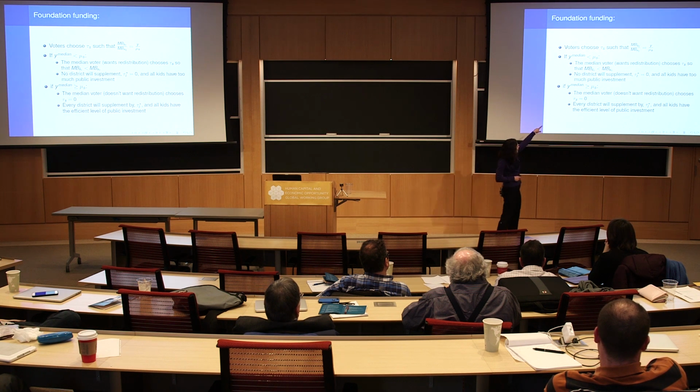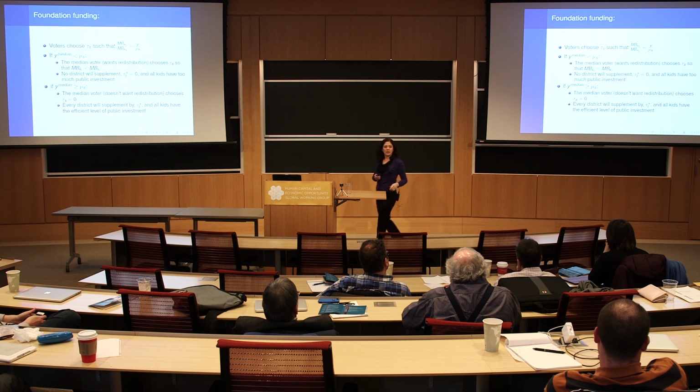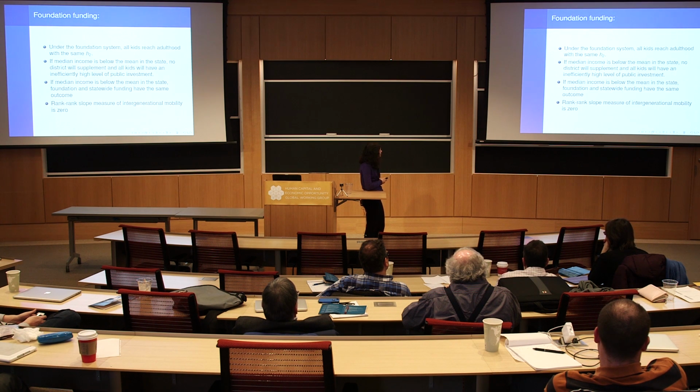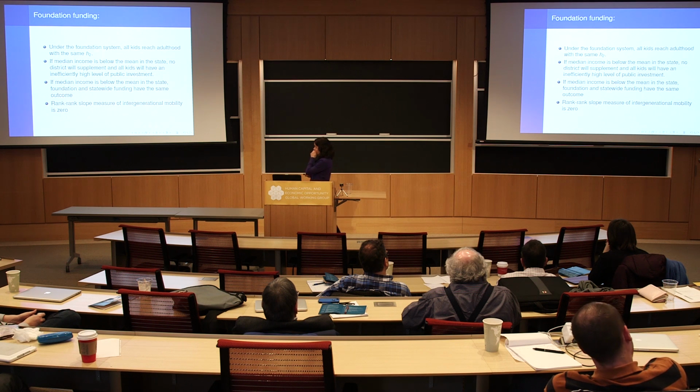Okay, but what that means is that it's all going to be happening at the district level, but because there are no ability differences, they're all going to be picking the same level of taxation. So you're going to end up having all of the public funding either coming through tau S in that first bullet point, or all of it coming through tau L. But either way, all the kids in the state are going to have the same level of spending. So again, even under this foundation system, we're going to get all kids reaching adulthood with the same level of H2.